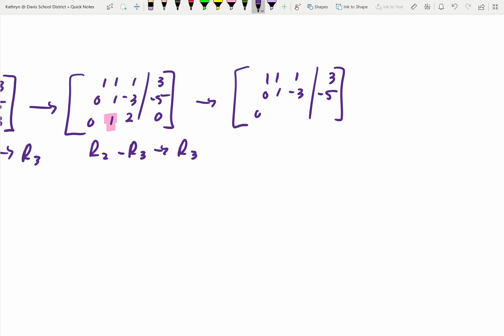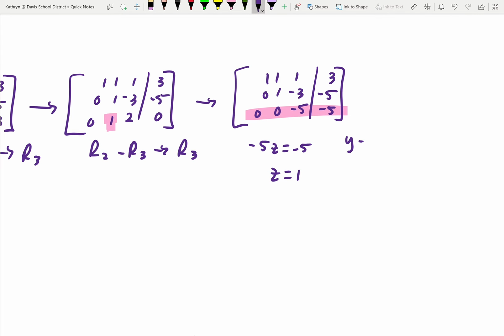0 minus 0, 0. 1 minus 1, 0. Negative 3 minus 2, negative 5. Negative 5 minus 0, negative 5. Now I just start from the bottom. So I go here and I get negative 5z equals negative 5. Divide and that gives me z equals 1.